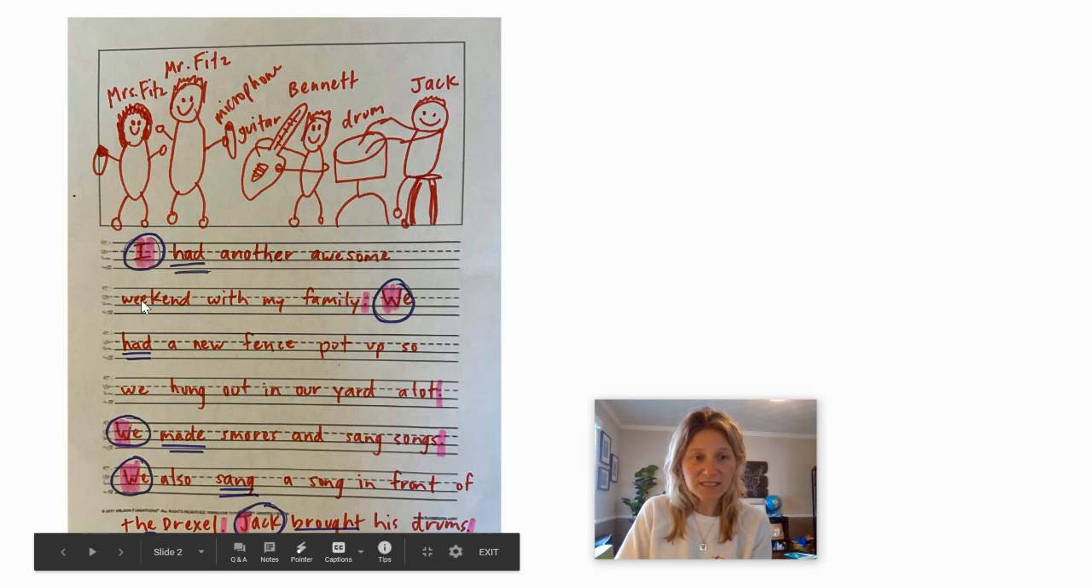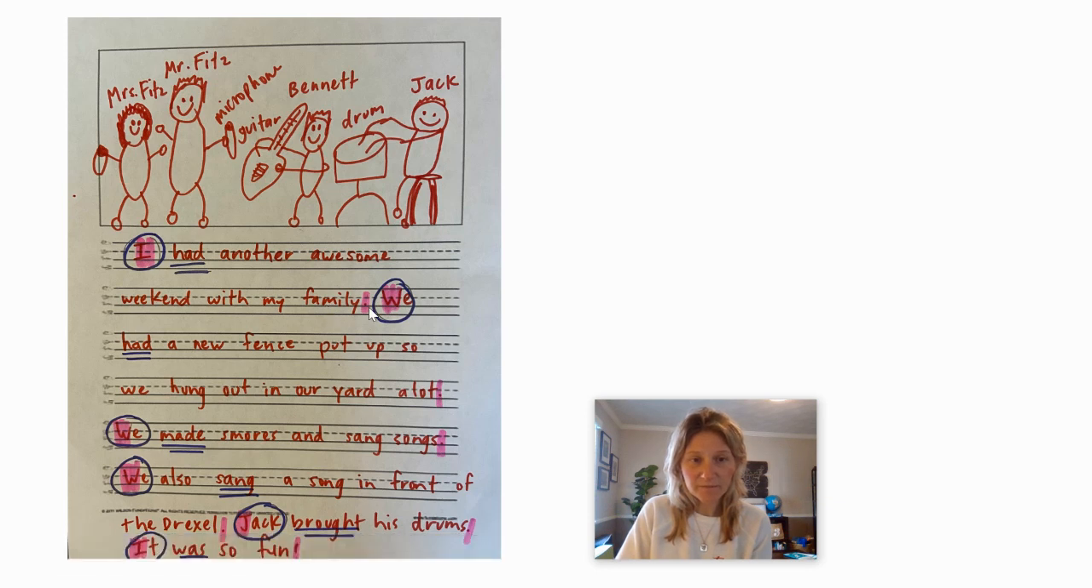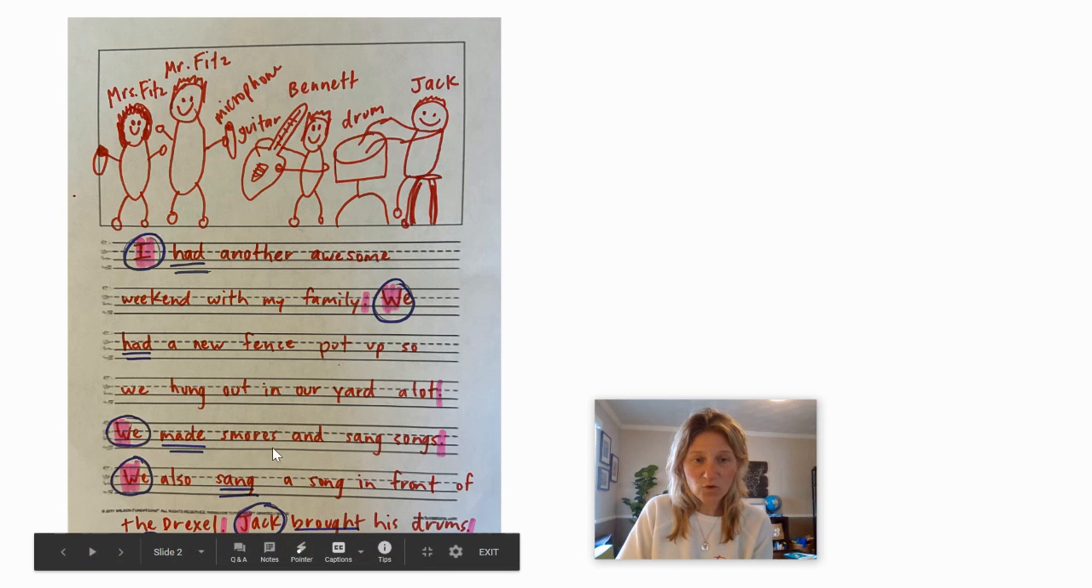I had another awesome weekend with my family. We had a new fence put up, so we hung out in our yard a lot. We made s'mores and sang songs. We also sang a song in front of the Drexel. Jack brought his drums. It was fun.